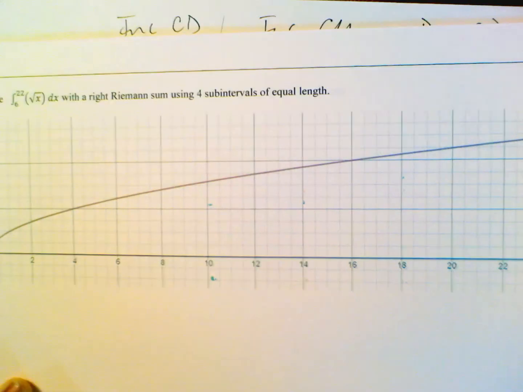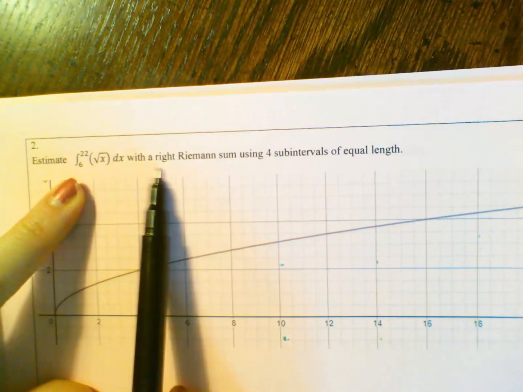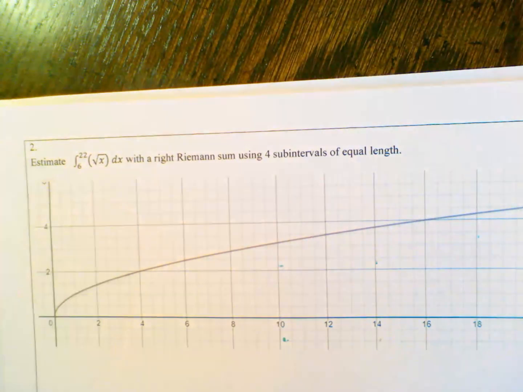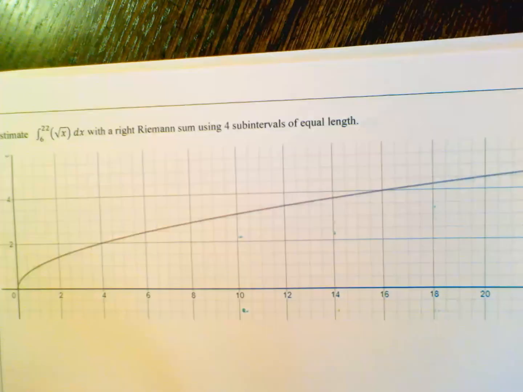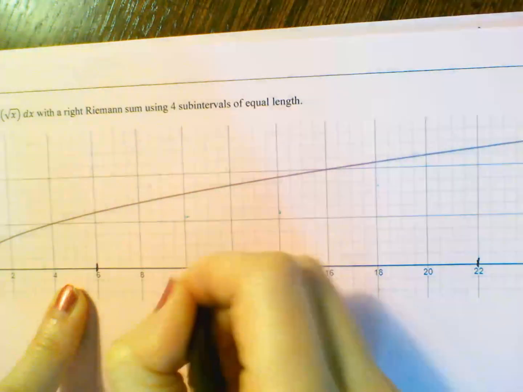Okay, guys, let's do this one. So that was a left Riemann sum. This time, estimate the same integral with a right Riemann sum using 4 subintervals of equal length. All right, so same idea. It's still 6 to 22, 4 subintervals.